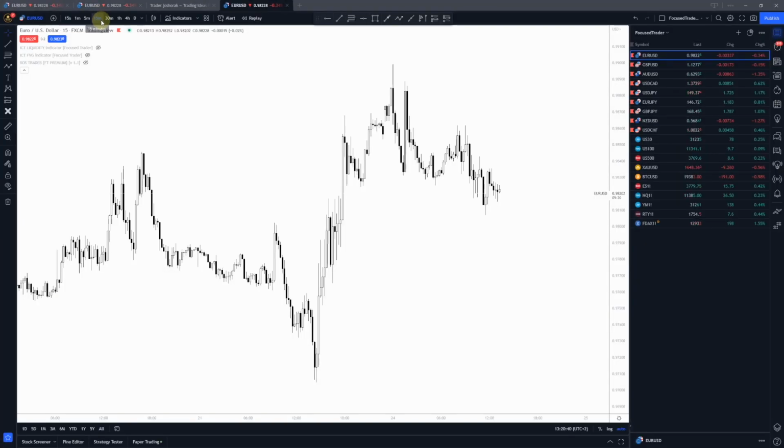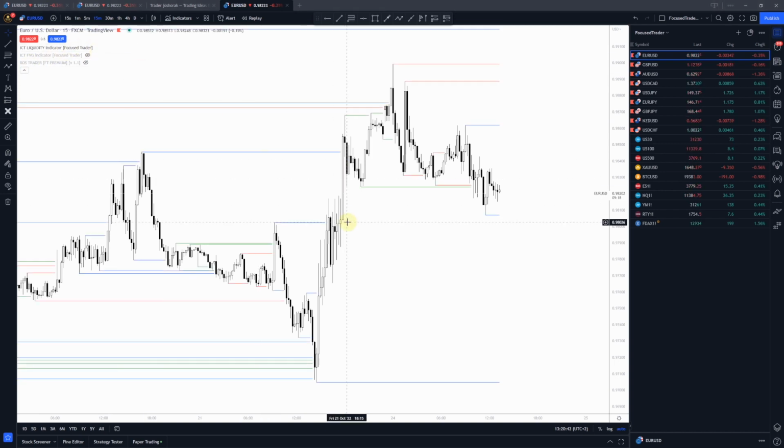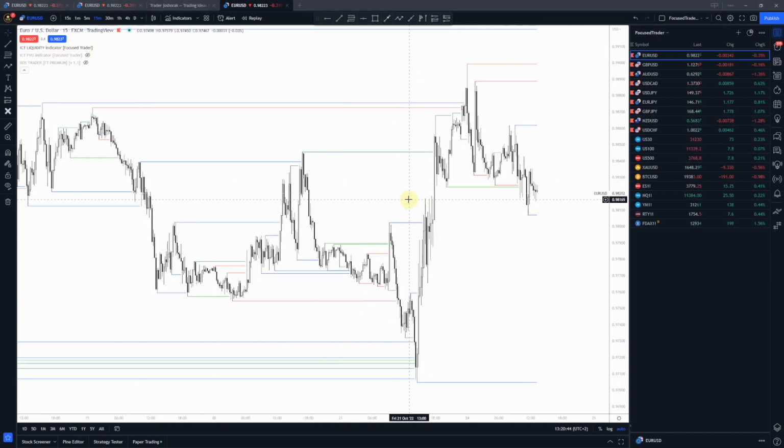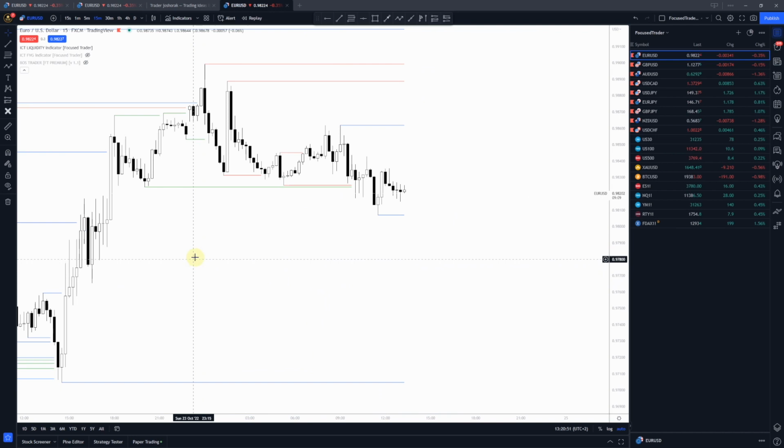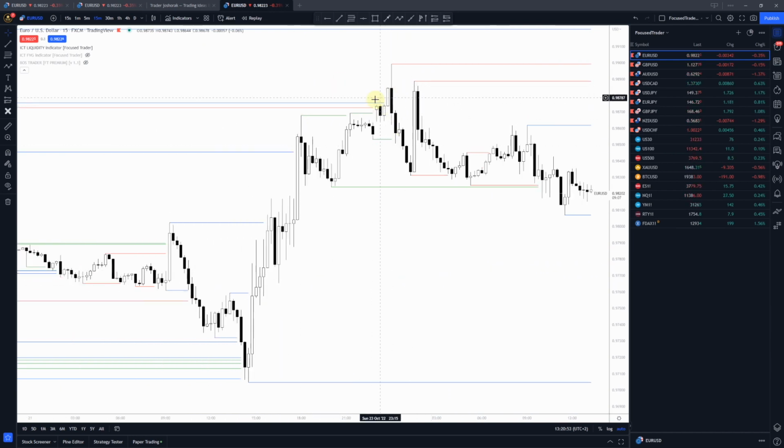So we are currently at 50-minute time frame, and let me turn on again the liquidity. As you saw in the previous video, the first video was about liquidity. This one will be about price action. So you see that there is a liquidity and there is a liquidity grab.